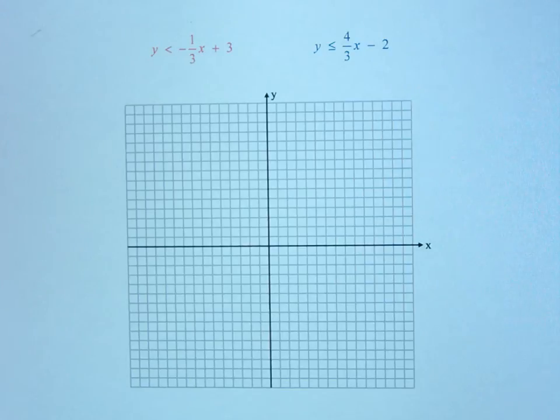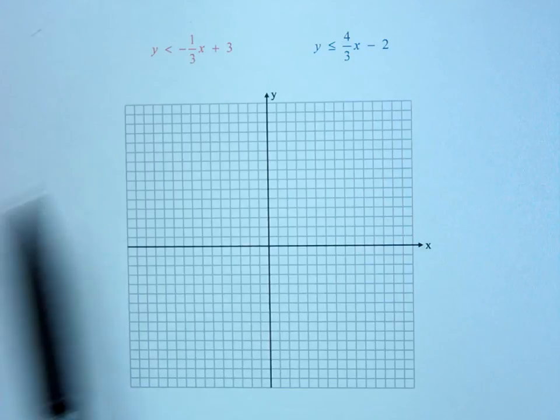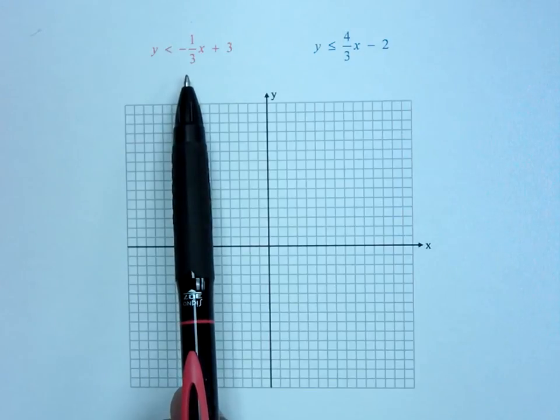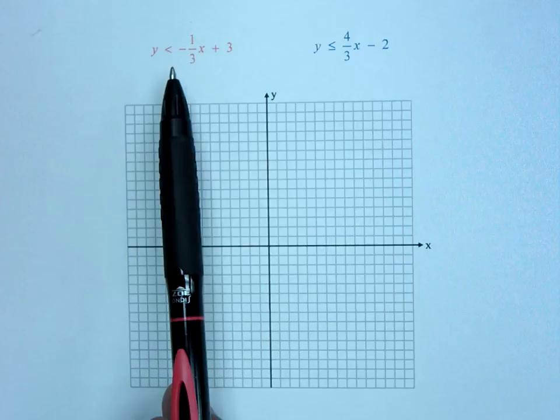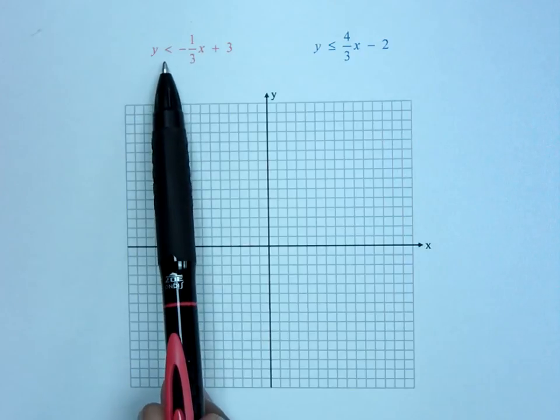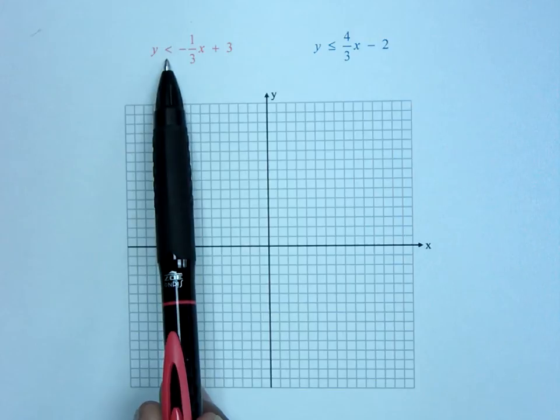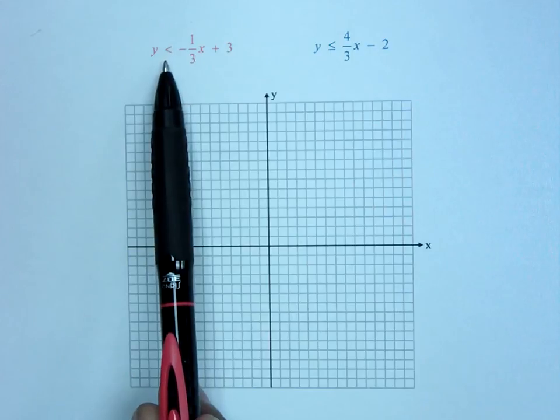So I've written two inequalities. We're going to graph two lines. We'll call the first one the red line, and the second one the blue. But let's pay close attention to our inequality symbols. This red inequality has a strict inequality. In other words, there's no line under it. So when we graph this red one, it will be a dotted line, or a broken or a dashed line. We'll do that one first.